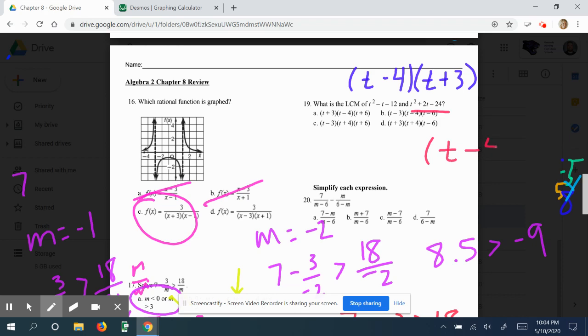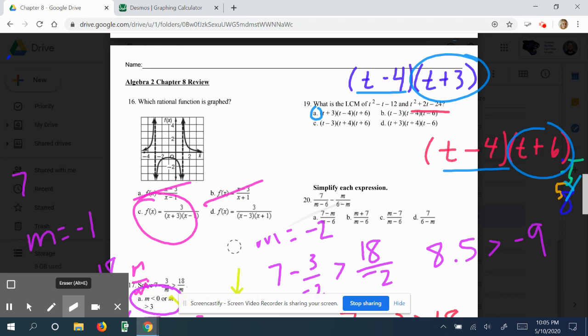minus 4 and t plus 6. Right? Because negative 4 times 6 is going to be negative 24. And you'll notice both of them have the minus 4 in common, so we know that's going to be in it. This one has t plus 3, and this one has t plus 6. So our correct answer is going to be t plus 3, t minus 4, and t plus 6. So A is the correct answer for this one.